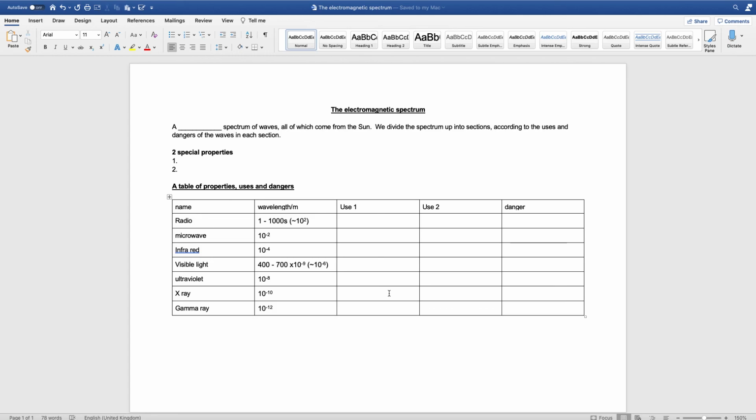They can use gamma rays. When we come to radioactivity, we'll look at that. They can use gamma rays to diagnose problems, and both X-rays and gamma rays are used to kill cancer. Danger, they cause cancer. So there you have your table of properties, uses, dangers, the two special properties I talked about at the start, and that missing word in what kind of spectrum it is.